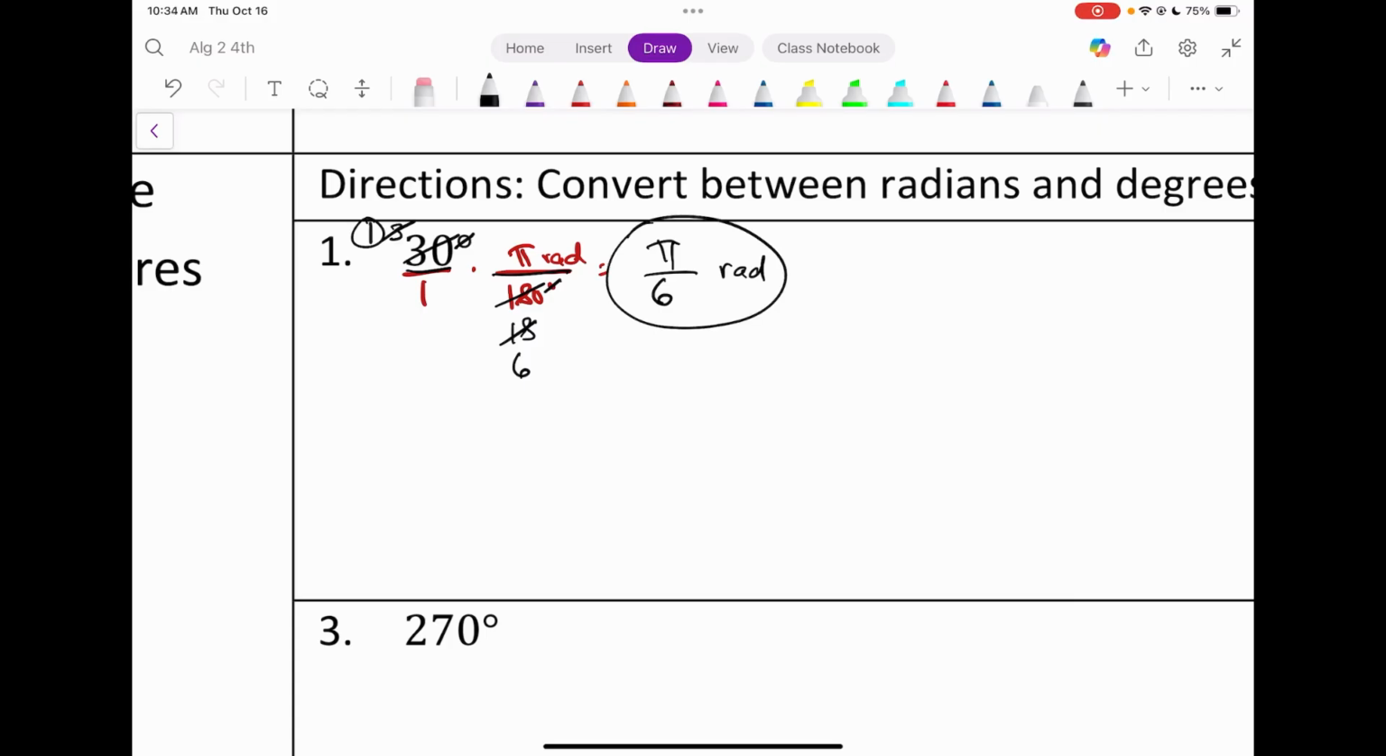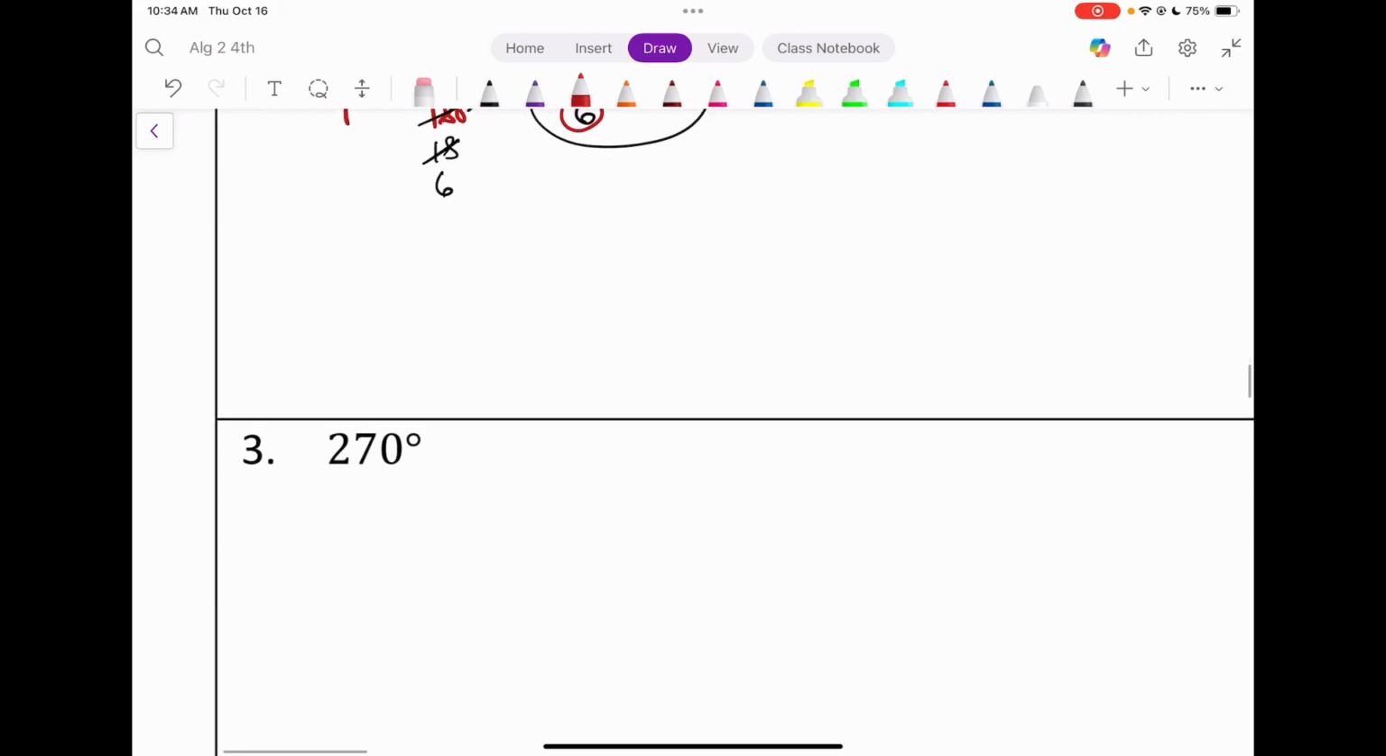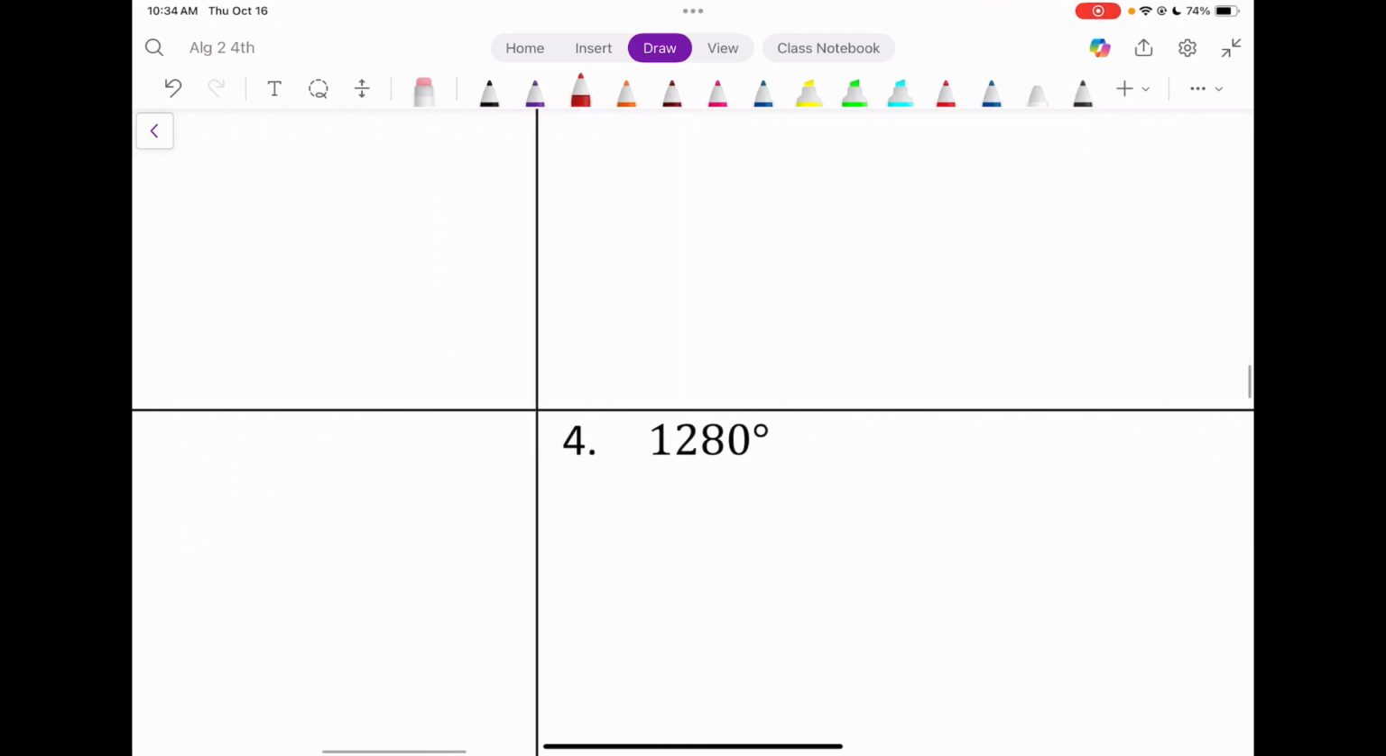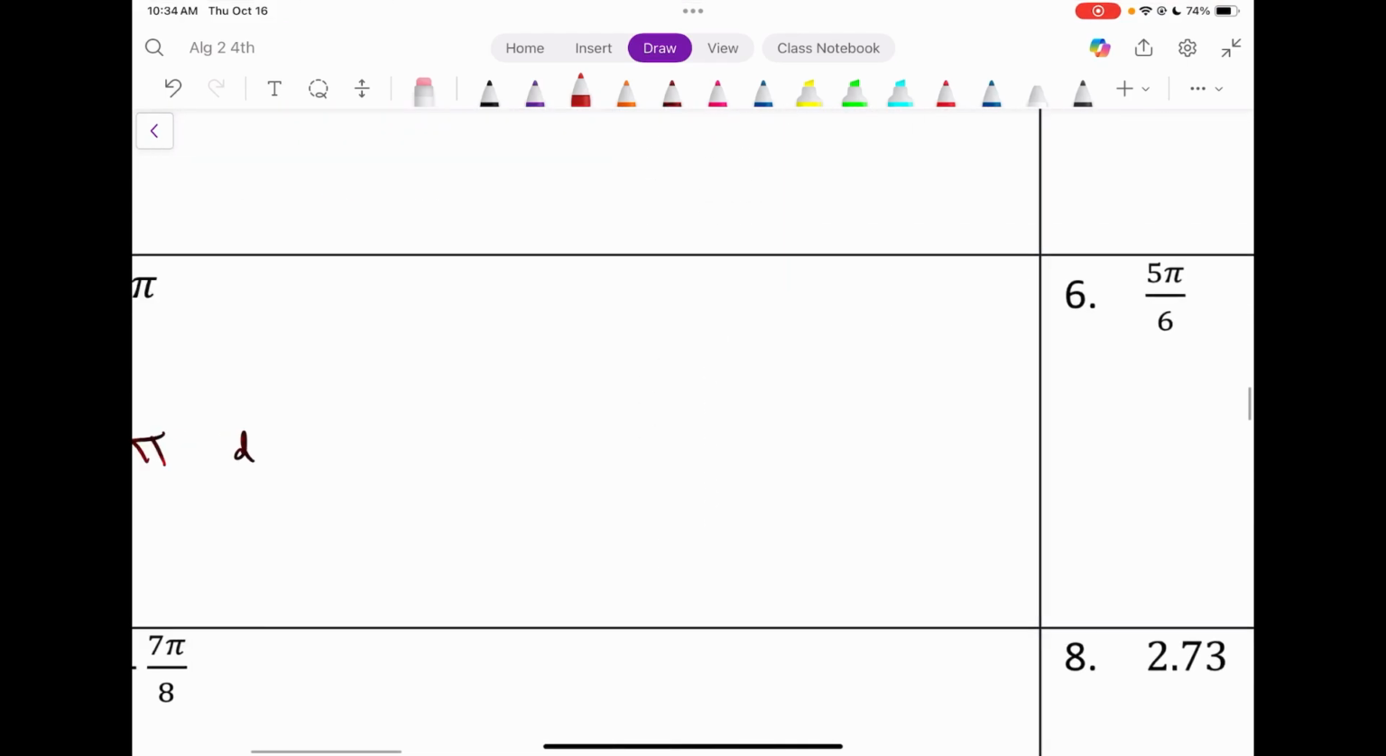To remind you how to change it back, it's much easier to change it the other direction, and we can check it this way. Since I know that pi is 180 degrees, if I were to divide 180 degrees by 6, that would give me my 30 degrees back. So now let's try to work one the other direction, like we just did.